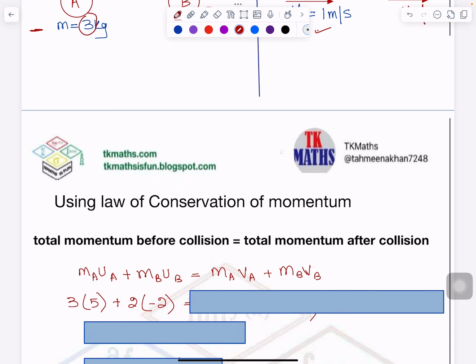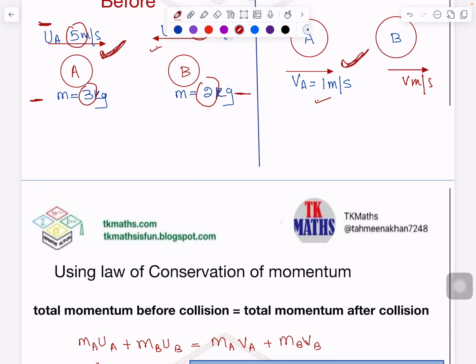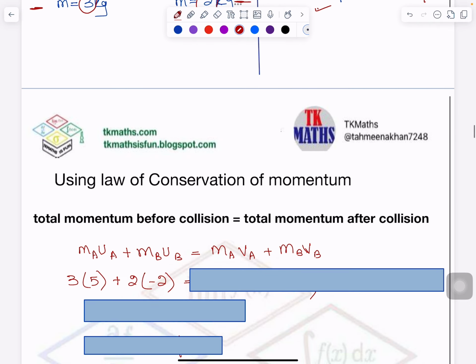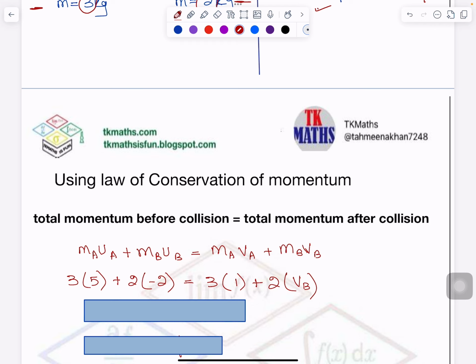Similarly, for after the collision, it is MAVA. Diagram always helps you to fill it very quickly and easily without making any error. So this is what we have to find out. So now it is a simple straightforward question. You will simply calculate it and find out VB.